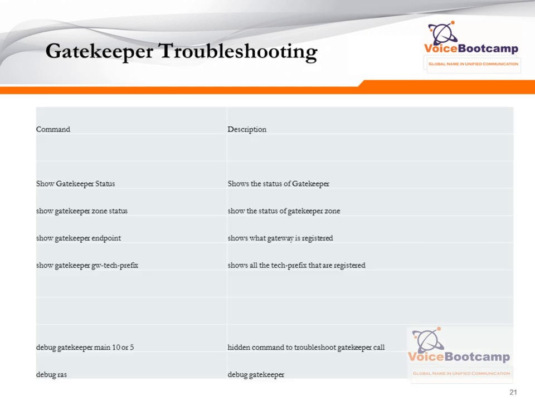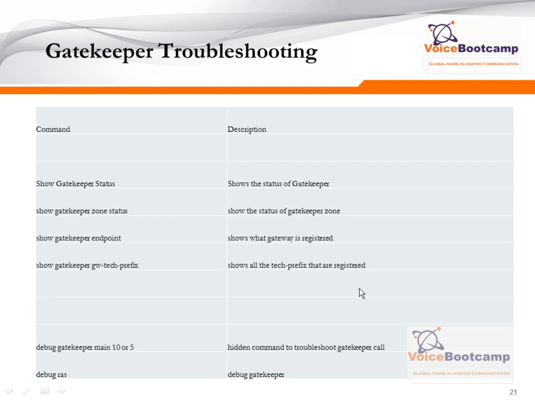So to troubleshoot gatekeeper, you can type show gatekeeper status, which will give you the status of the gatekeeper configurations, whether it's up or not. If you want to see a particular zone and see whether the zone is enabled or not, you can type show gatekeeper zone status. To see what is registered to the gatekeeper, you can type show gatekeeper endpoint. This will tell you what endpoints or gateways, such as a call manager or H.323 gateway, are registered. To see what tag prefixes have been registered, you type the command show gatekeeper gw-type-prefix.